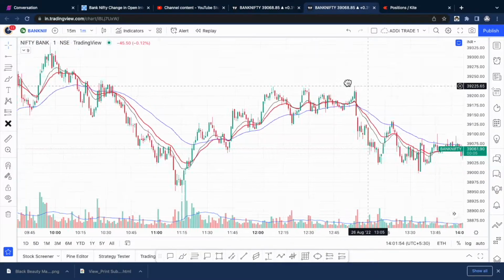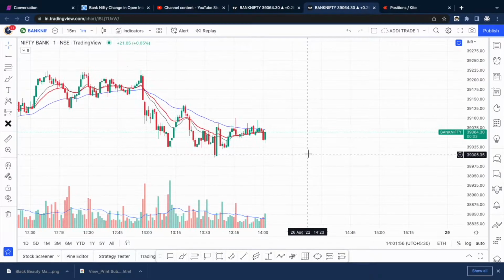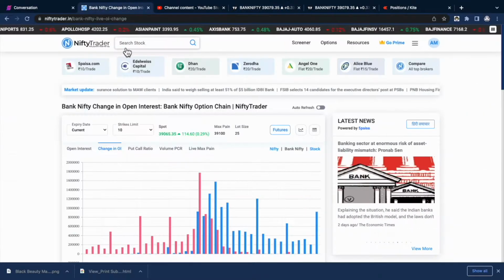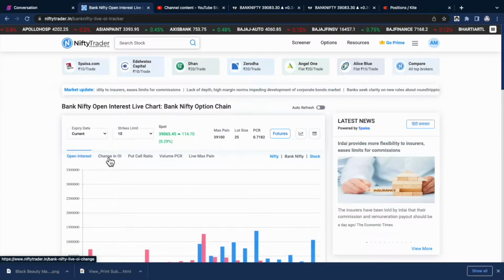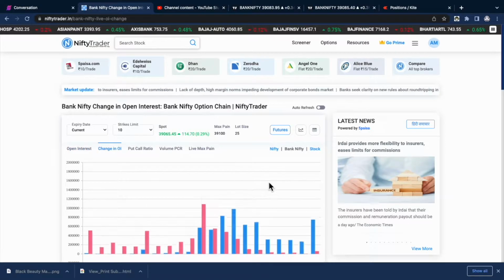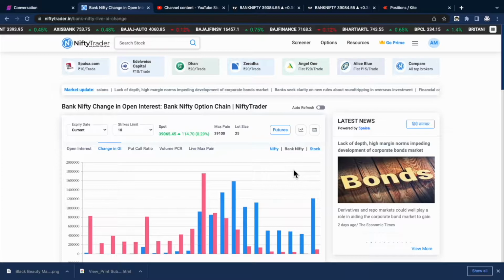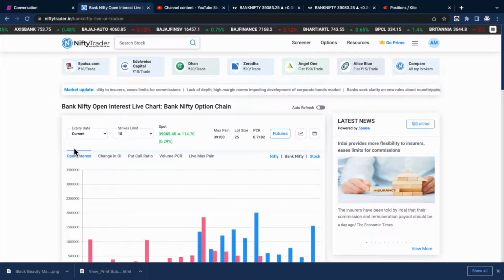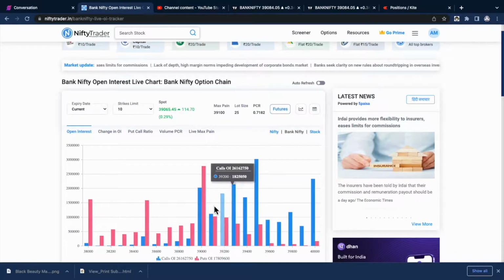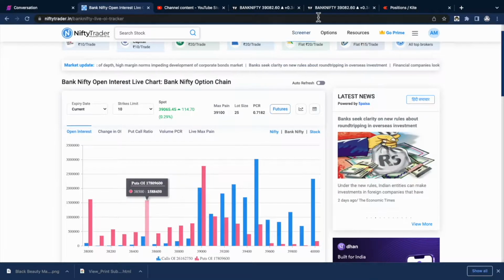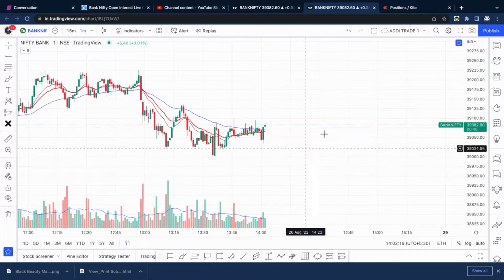The moment we made this one high and a lower high, right, a kind of structure pattern was done. I'll be showing you that, something like ABCD. And throughout the day when we observed the OI, there was pretty good resistance on the upside. The only support was at 39,000. So we had a view that this 39,000 will break. This is what is live recorded during the market time, right?